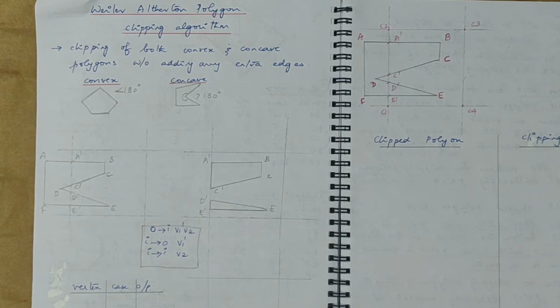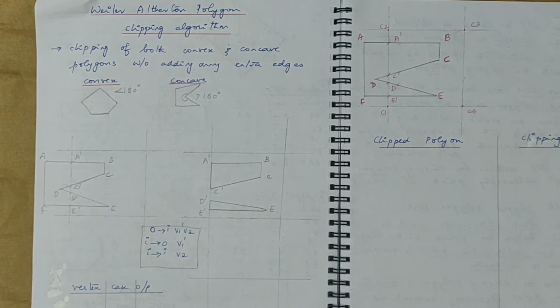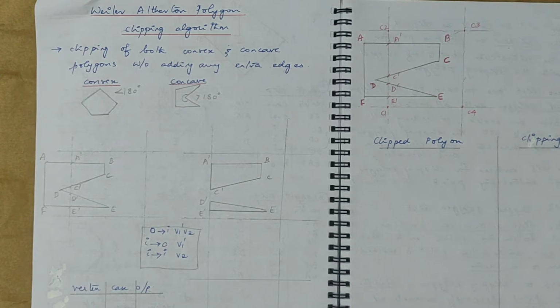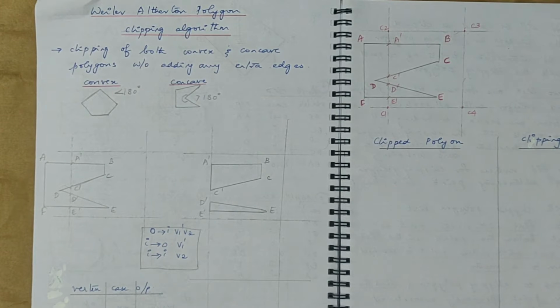The other one which we saw, the Sutherland-Hodgman algorithm, had a small problem. We could clip the polygon perfectly only if the polygon was a convex polygon. If the polygon is a concave polygon, then the Sutherland-Hodgman algorithm gives you some extra edges, which are not a part of the polygon.